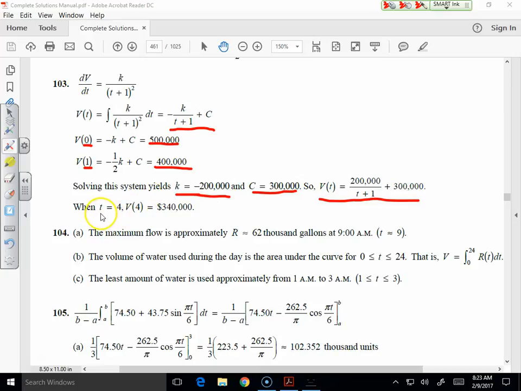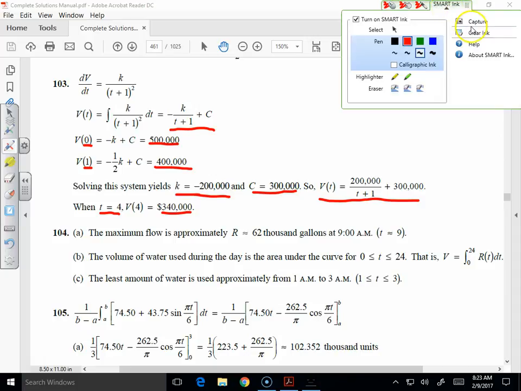At which point we can say, what's the value after 4 years? Boom, I got that. Plug it in, done. Final answer, 340,000.